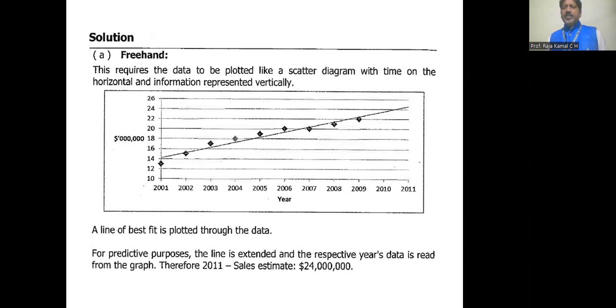So there are certain limitations for this method, and also certain advantages. Both advantages and disadvantages are there for this method, and mostly we use the semi-averages method, the moving averages method, or the exponential smoothing method to predict the values in the time series.